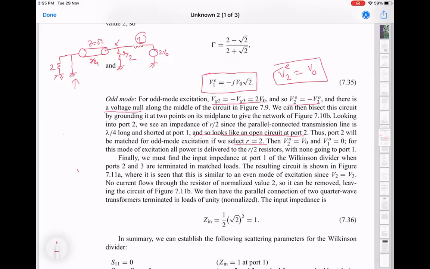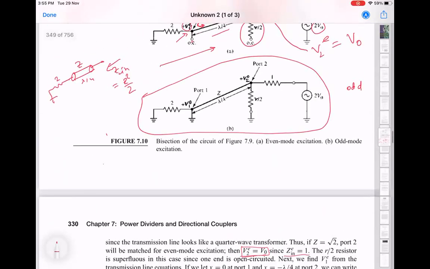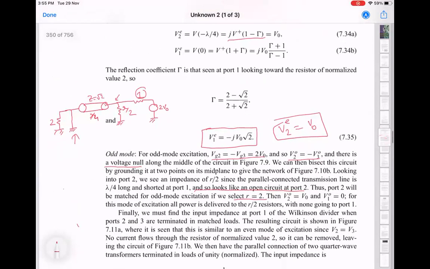So from the matching condition for the odd mode excitation, we have been able to set now the value of R. So R needs to be 2 ohms in this unit. Then if you do that, V2 odd is V0 and V1 odd is 0. What are V2 odd and V1 odd? They are these two points here. So this is V2 odd, and this is V1 odd.